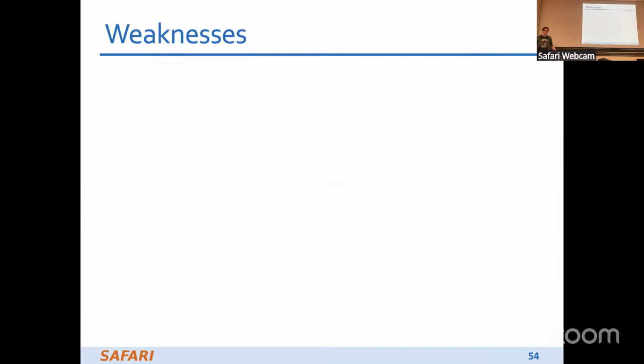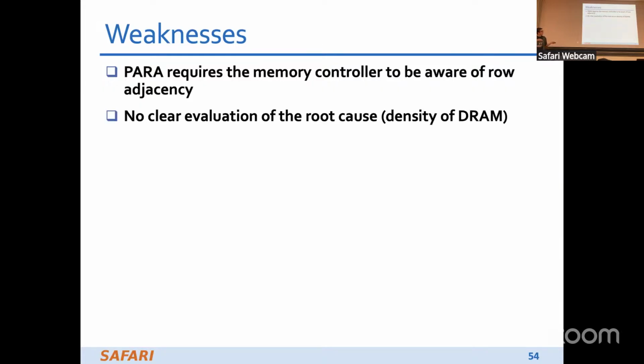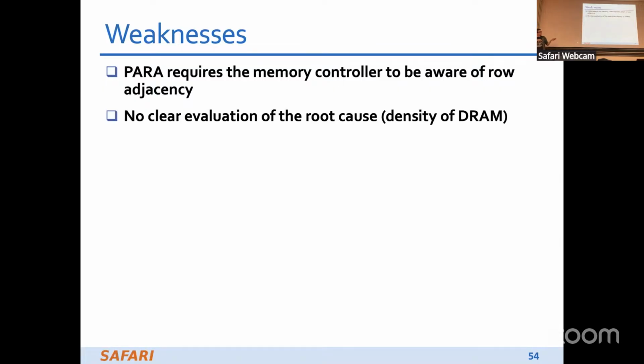Now, weaknesses. I do think the paper is very strong, but it has some weaknesses. First being that PARA, the primary solution that they proposed, does require the memory controller to be aware of row adjacency, which is not as easy to do, because row adjacency is not something that the memory will just hand out for free. That would require cooperation between different companies to facilitate a solution that actually implements PARA in a way where it works.